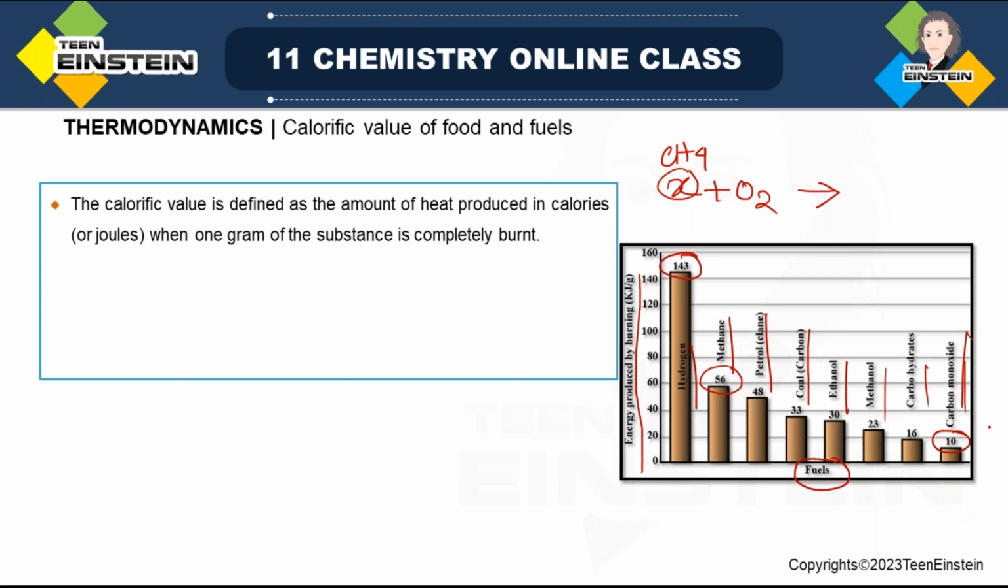Now this is also applicable for food, because food is also burned inside our body. So there is some analogy. But what is the definition of calorific value? Calorific value is defined as the amount of heat produced in calories, or it may be in joule, when 1 gram of the substance is completely burned, which is basically the combustion process. This substance may be food, that is, the reactions occurring inside our body, or it may be fuels. For fuels, you can see some example values given.